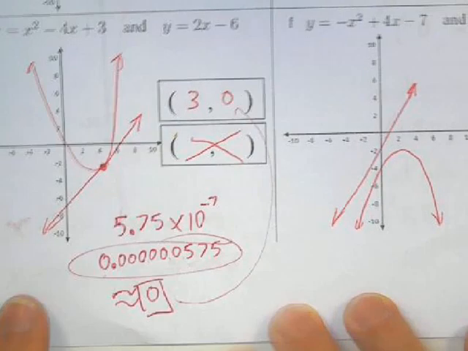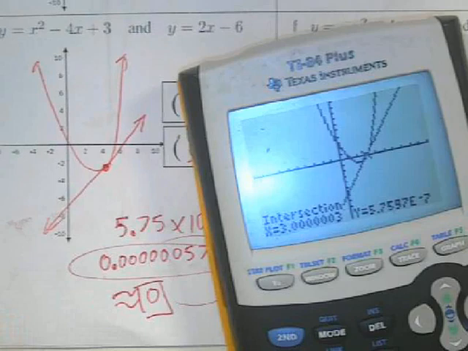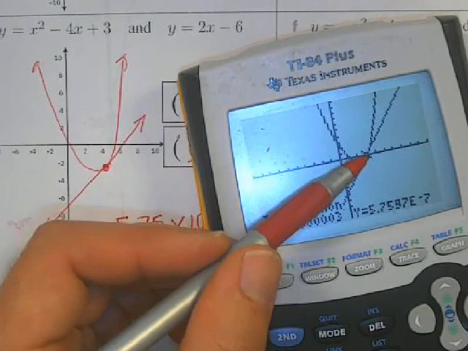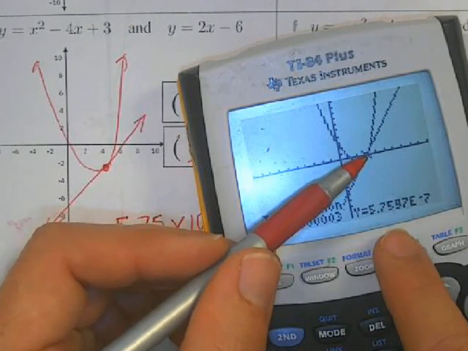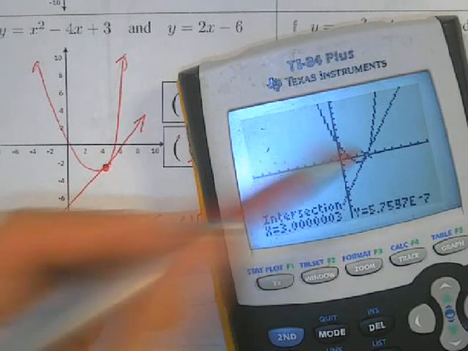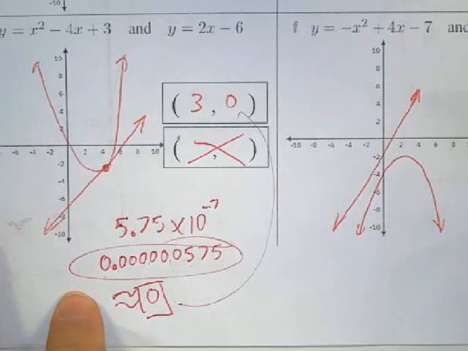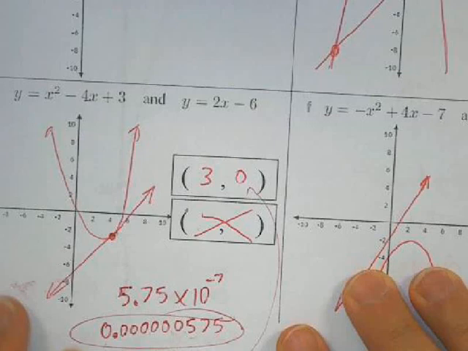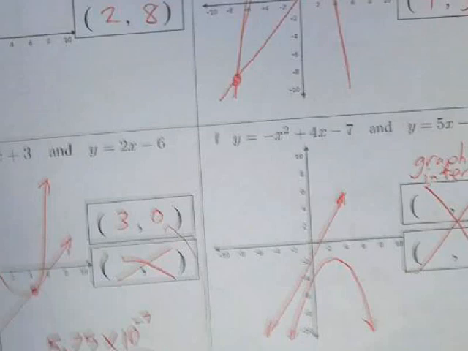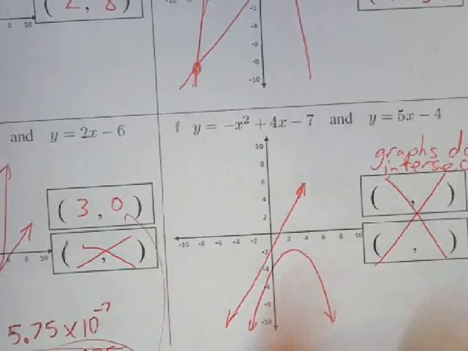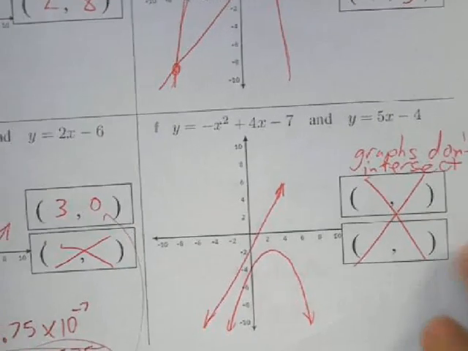The calculator was not smart enough to say that this is not 0. And it doesn't even look like 5.75. This looks like it's on the x-axis. So if you write 5.75, I'm not giving you any points. This one, the graph doesn't intersect. You might have gotten an error and cried. Well, it's because it doesn't intersect.